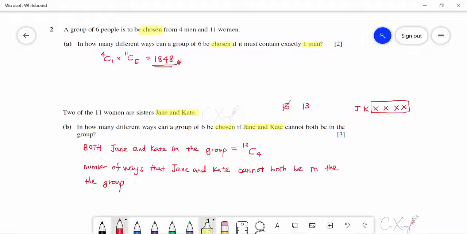That means you need to take the total selection without looking at the restriction. So the total selection will be 15, you want to choose 6 of them, and you minus the case where both Jane and Kate are in the group. So it will be minus 13C4. So 15C6 is the total number of selections without any restriction, minus 13C4. And from here, you will get the number of ways, which is 4290.